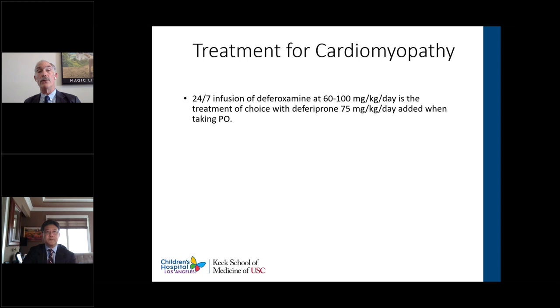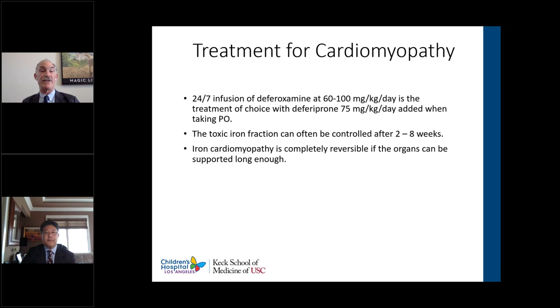The key is the actual removal of iron, which should be done by 24/7 administration of deferoxamine, with deferiprone added when oral is tolerated. And the other key point is that you're not going to remove all of the heart iron, but you can control that toxic iron fraction after about 2 to 8 weeks of therapy. But it is critically important to remind the ICU physician that no matter how bad that heart looks, I don't care if the ejection fraction is unmeasurable, it will get better if you can keep the rest of the organs of the body alive long enough. That can be challenging, but they need to keep going because the heart will recover, and it will recover completely.